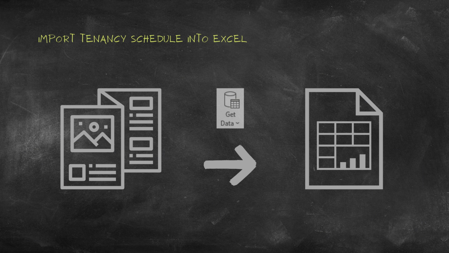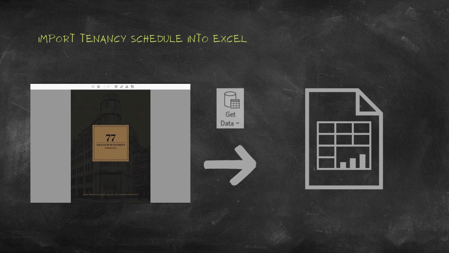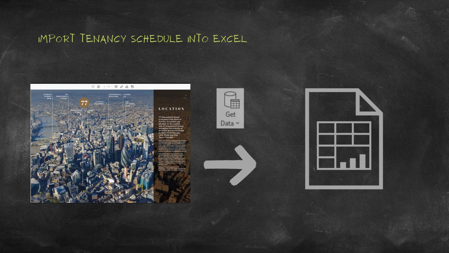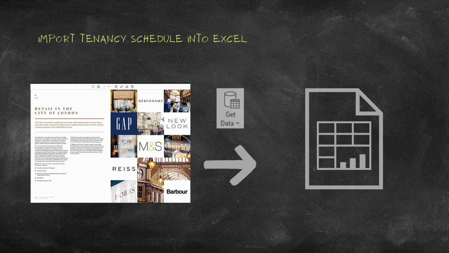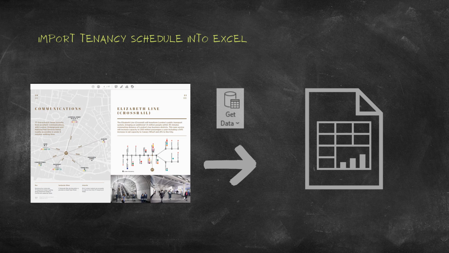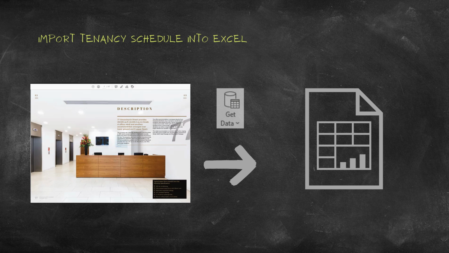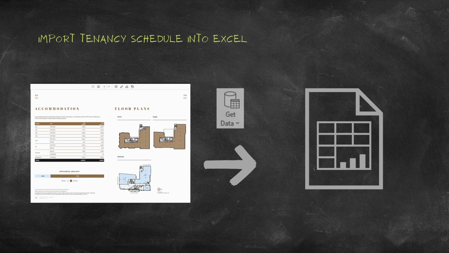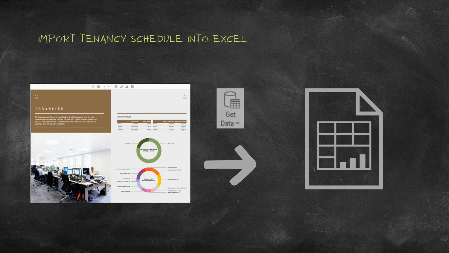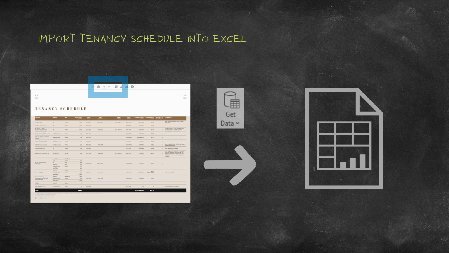I have this beautiful brochure from JLL advertising 77 Gracechurch Street for sale in the City of London back in 2017. There is a lot of information in the PDF and I hope to use that information to help me create a financial appraisal of the property in Excel. The data that interests me the most is the tenancy schedule, since this is what will help me model the income projection. The tenancy schedule is on page 12.